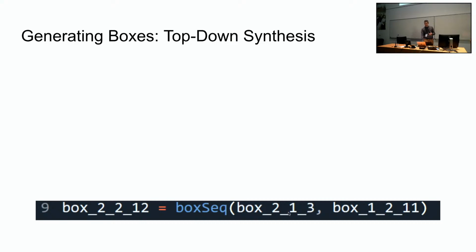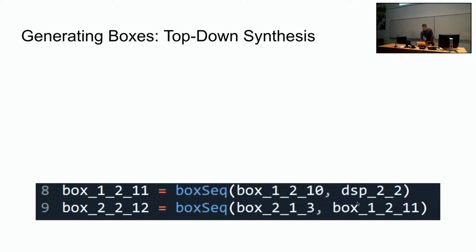And I decide that if I have a box with 2 inputs and 1 output, and a box with 1 input and 2 outputs, then when I sequence those 2 things together, I end up with a box with 2 inputs and 2 outputs. And that meets my specification here of 2 inputs and 2 outputs. So box 1, 2, and 11, which was generatively created, needs to be decided.